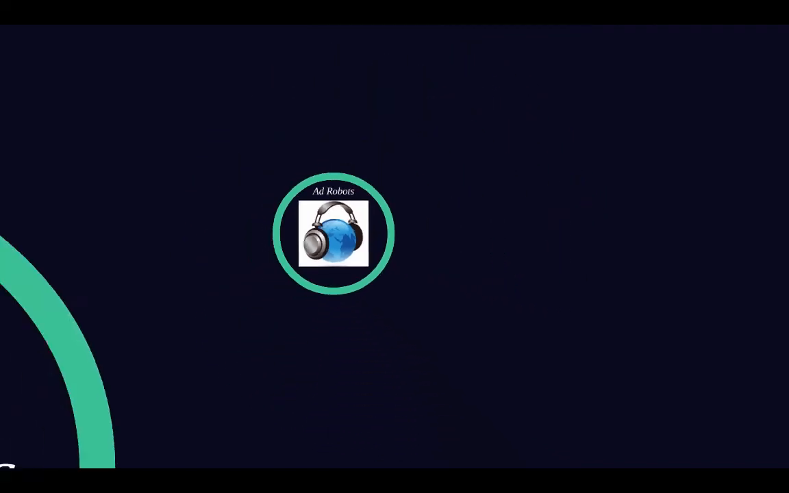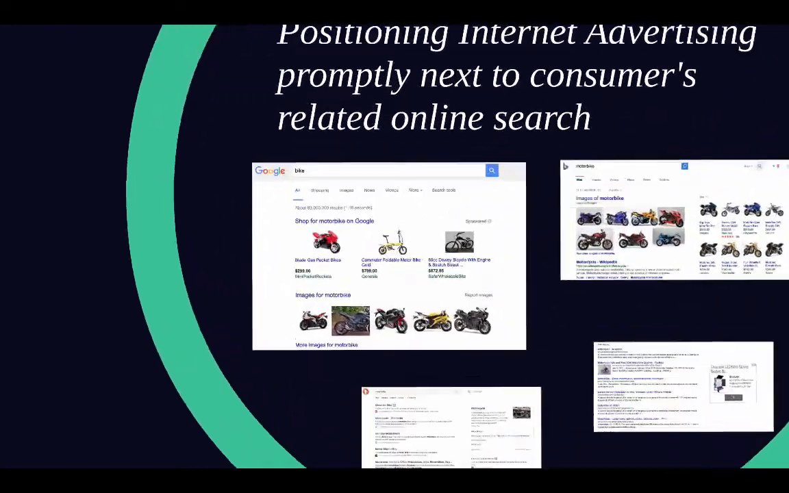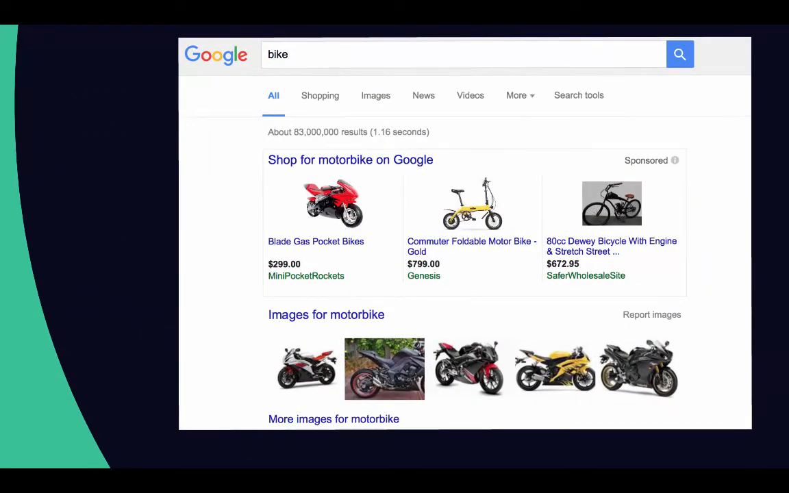I can show you a couple of examples. For instance, when I look up bike, immediately Google will say, oh, you can look at blade gas pocket bikes, commuter folded motorbike, and 80cc bicycle. So these are the sponsored things that, based on my search, Google is populating for my exposure, and it's exposing the advertisers to me. So this is how they try to connect the audience with the advertiser.